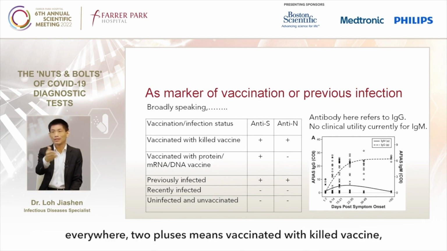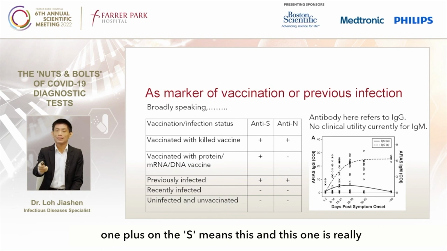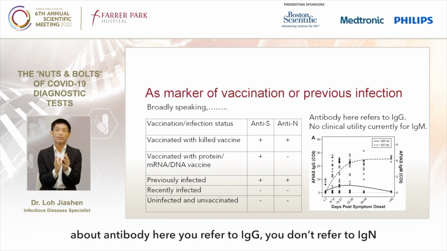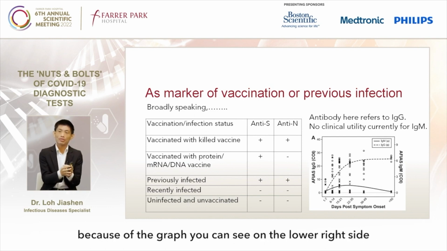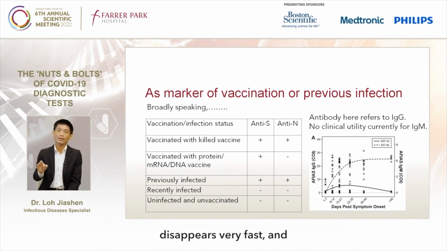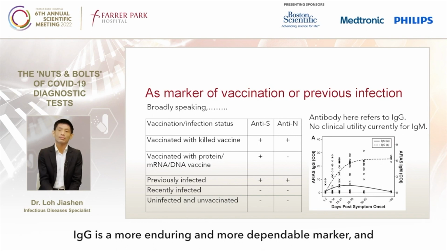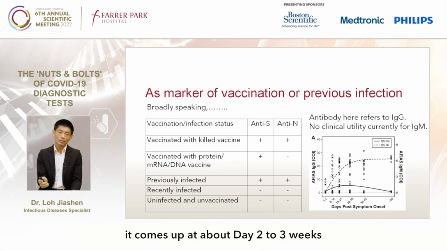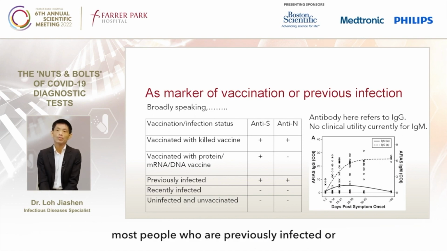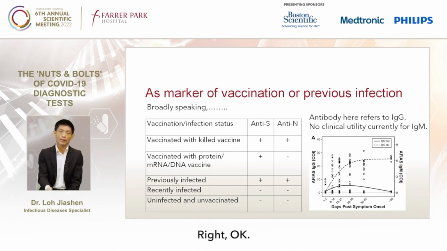Okay. So as a marker of vaccination, roughly you see tables like that everywhere. 2+ means vaccinated with killed vaccine. 1+ on the S means this, and this one is really well used in the clinical sense. But I just want to make a few points. When we talk about antibody here, we refer to IgG. We don't refer to IgM, because, as you can see in the graph on the lower right, IgM comes up at 14 days and disappears very fast. IgG is a more enduring and more dependable marker. It comes up at about 2 to 3 weeks, so 14 to 28 days. By the 4th week, most people who are previously infected or vaccinated should have detectable levels of IgG, all right?